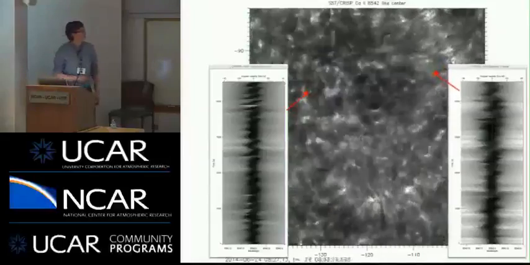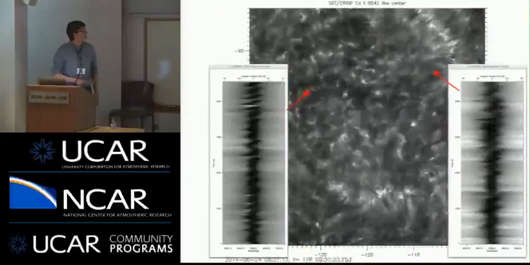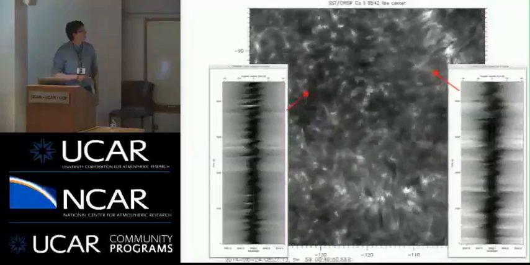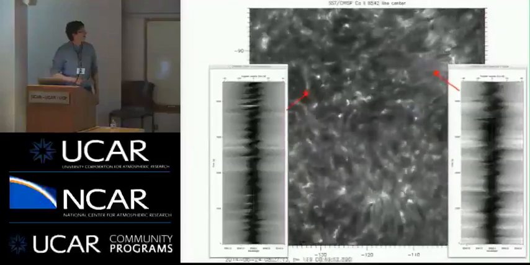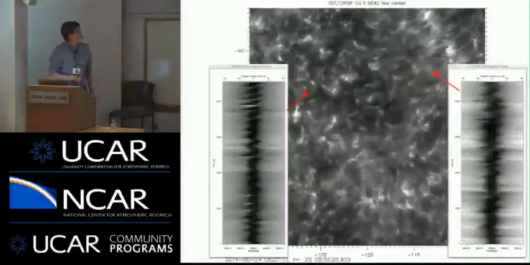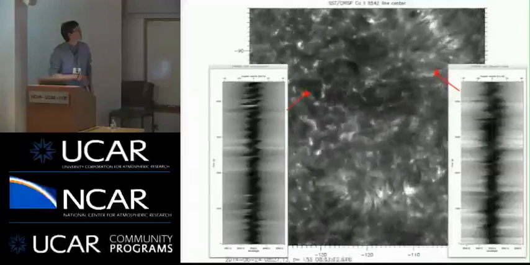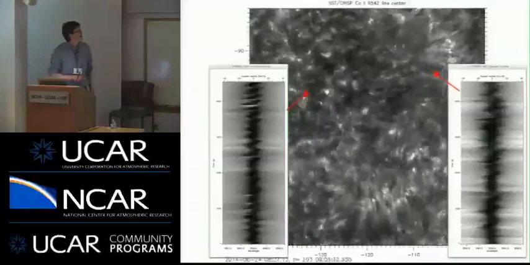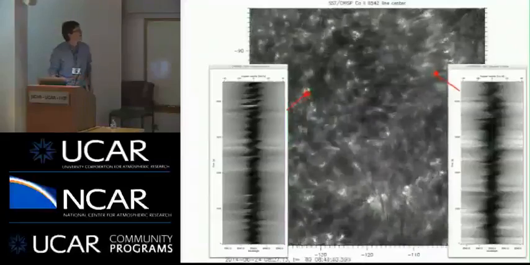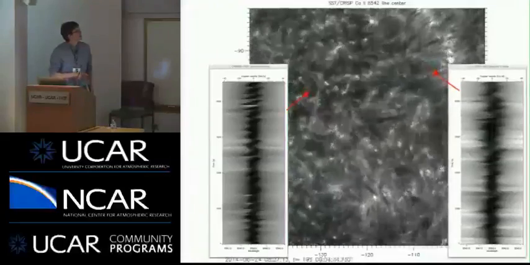So if we look at the point here, we see the spectrum as a function of time. And here you see clearly the effect of the shock waves. You see the strong shifts towards the blue, and then a gradual decay towards the red. And sometimes you get this emission peak in the core of the line. And these are the bright grains that you find all over the place here.